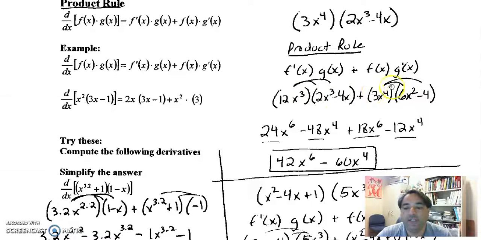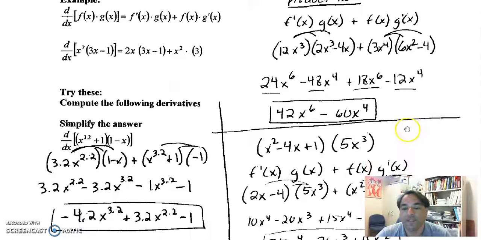This is the derivative, but we need to simplify. So we're going to distribute here, distribute there. So 12x to the third times 2x to the third is 24x to the 6. 12 times 2 is 24. X to the third times x to the third, add the exponents. 12x to the third times minus 4x. 12 times minus 4 is negative 48, or minus 48. X to the third times x to the 1, add the exponents, x to the 4. And then 3x to the 4 times 6x squared. 3 times 6 is 18. X to the 4 times x to the 2 is x to the 6. 3x to the 4 times minus 4. 3 times negative 4 is negative 12, or minus 12.